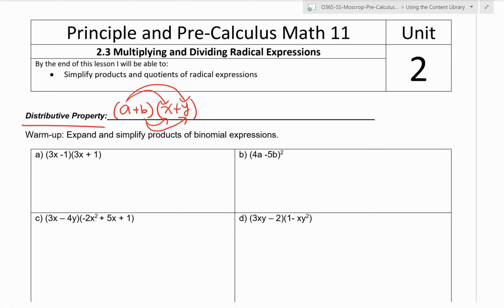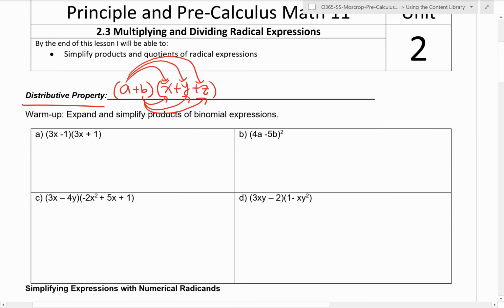Of course, it could be longer. It does not have to be just binomials. It could be a binomial times a trinomial. Let's say if we added a z there, you just need to make sure that you multiply the first term with every single term in the second bracket, and the second term in the first bracket multiplied by every single term in the second set of brackets, right? Like that. So you distribute. You make sure you multiply with every single term just once. I call that the rainbow. It doesn't really matter what you call it, but that's the distributive property.